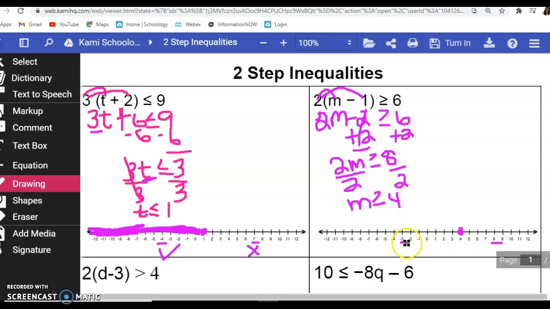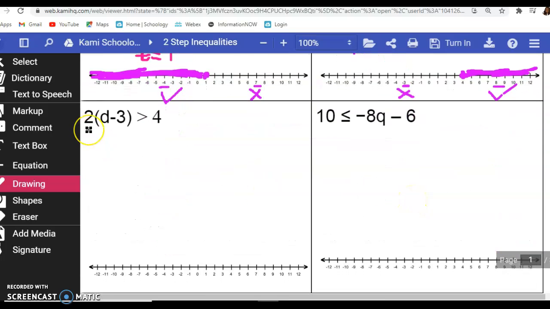Okay, so if we use -3 for m, we're going to see if -3 is greater than 4. Is -3 greater than 4? No, -3 is not greater than 4. What about this 8? Is 8 greater than 4? Yes, 8 is greater than 4. So therefore, we know we have to shade going in this direction. Right?